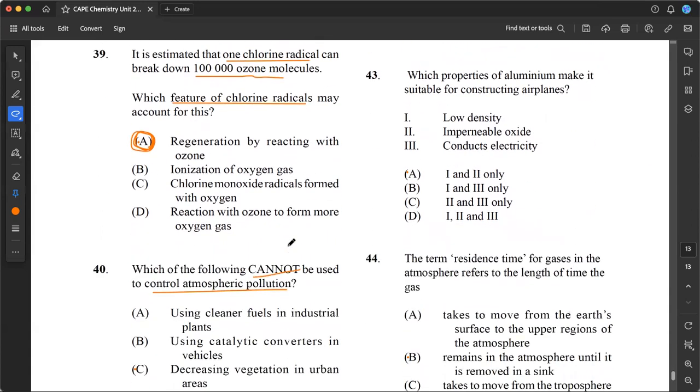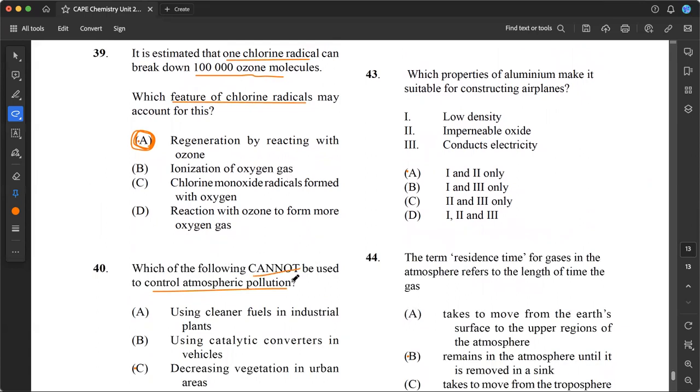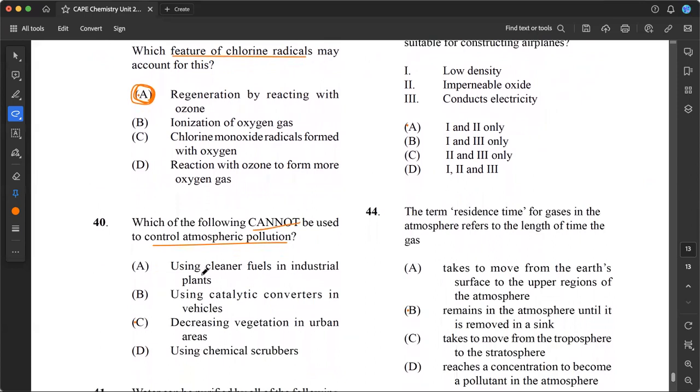Moving along to 40. 40 says, which of the following cannot be used to control atmospheric pollution? Does using cleaner fuels in industrial plants make for a better control of atmospheric pollution? Yes, this is true. Catalytic converters, yes, that helps to minimize pollution or control it to a certain extent. Does decreasing vegetation in urban areas help? No, because we're cutting down the plants. That can't be good for us, right? So that's not going to help in controlling atmospheric pollution.